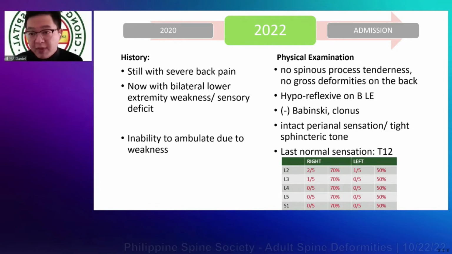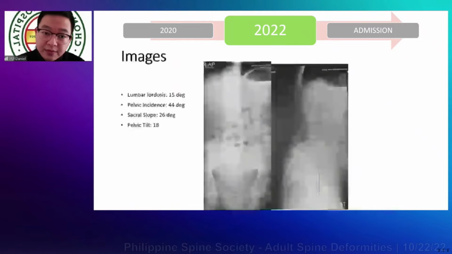For manual muscle testing, we graded right L2 as 2 out of 5, and the left as 1 out of 5. For L3, the right is 1 out of 5, and the rest are graded 0 out of 5. The sensation on the right side is 70%, whereas the left side is 50%.